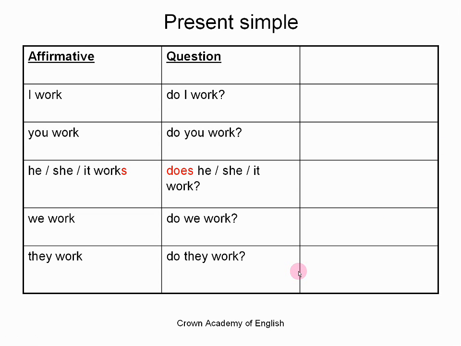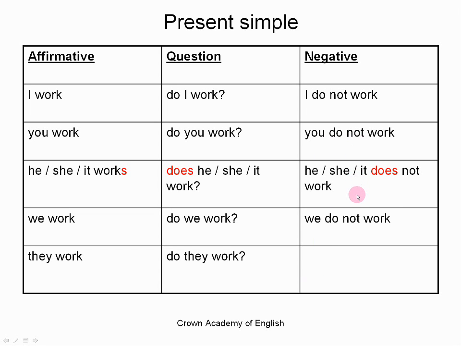Okay, now let's have a look at the negative form. I do not work. You do not work. He, she, it does not work. We do not work. And they do not work. Okay, so again, let's compare the negative form to the affirmative form, and let's look at what the rule is.